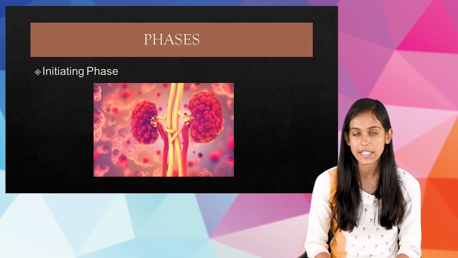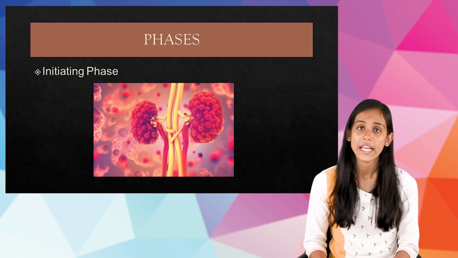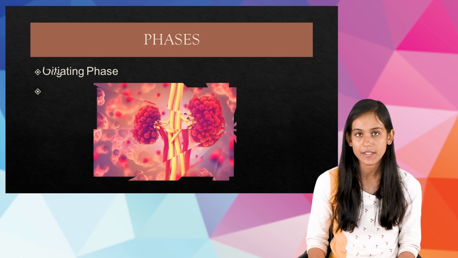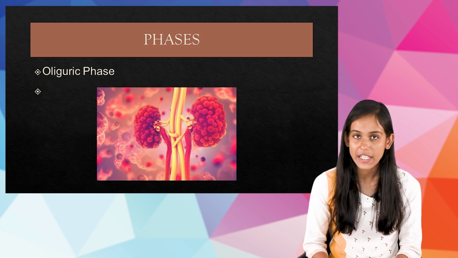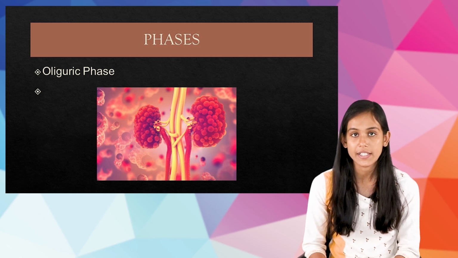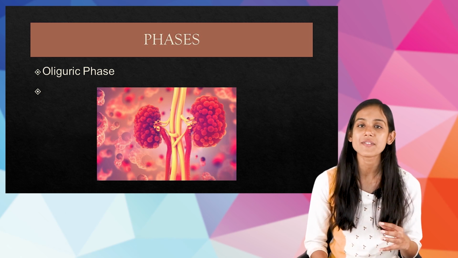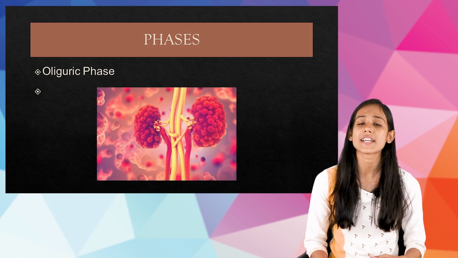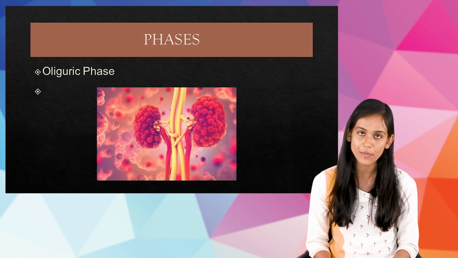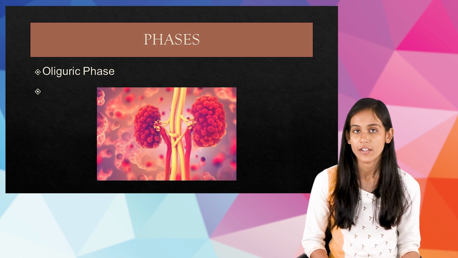Now moving on to the phases of acute renal failure. Majorly we have four phases of acute renal failure in children. The first phase is the initiating phase. This phase lasts from hours to days, and it manifests as renal function impairment. The second one is the oliguric phase. The oliguric phase lasts from 5 to 15 days, but it can be prolonged for weeks. In infants and children, this phase is shorter, whereas in older children it is quite longer. And if this phase lasts for more than 3 weeks, it indicates that there is irreversible renal damage.